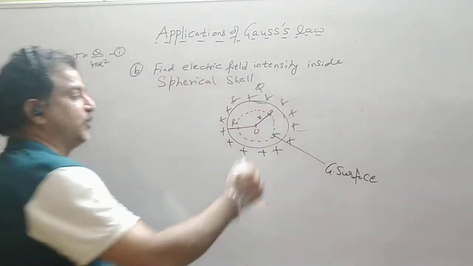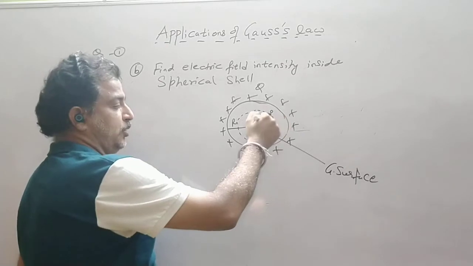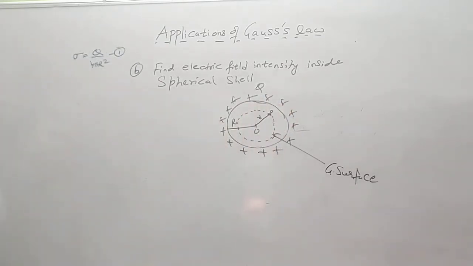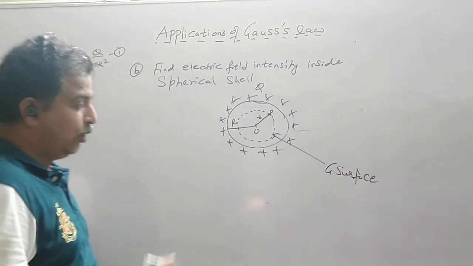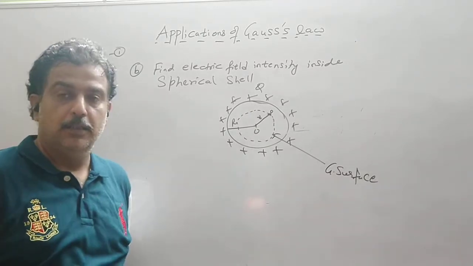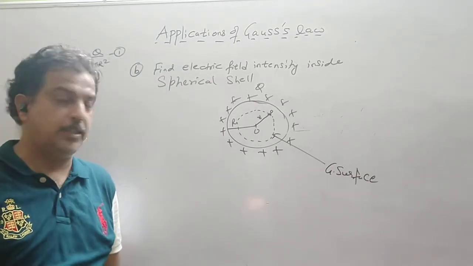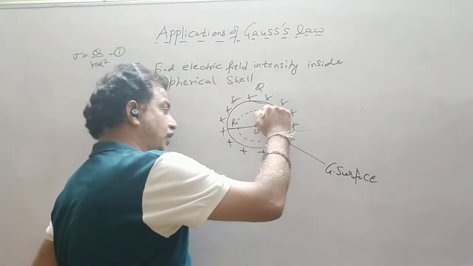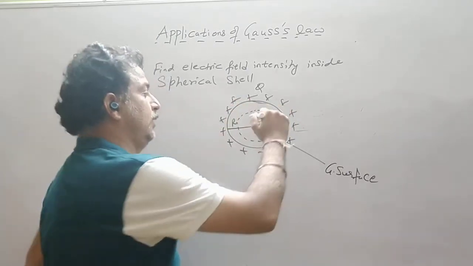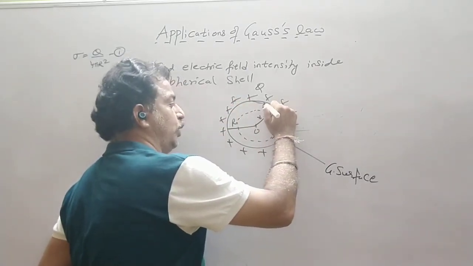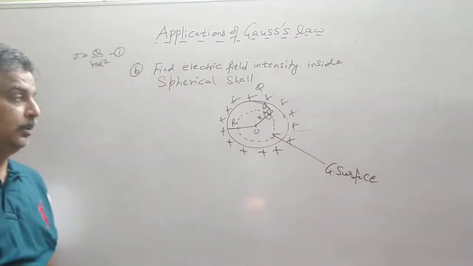And small r also becomes the point P distance from the center. Now the second step is we divide this Gaussian surface into small elements, that is a Gaussian element. So I take again one element, area vector normal to the surface or radially outward, that is delta S.